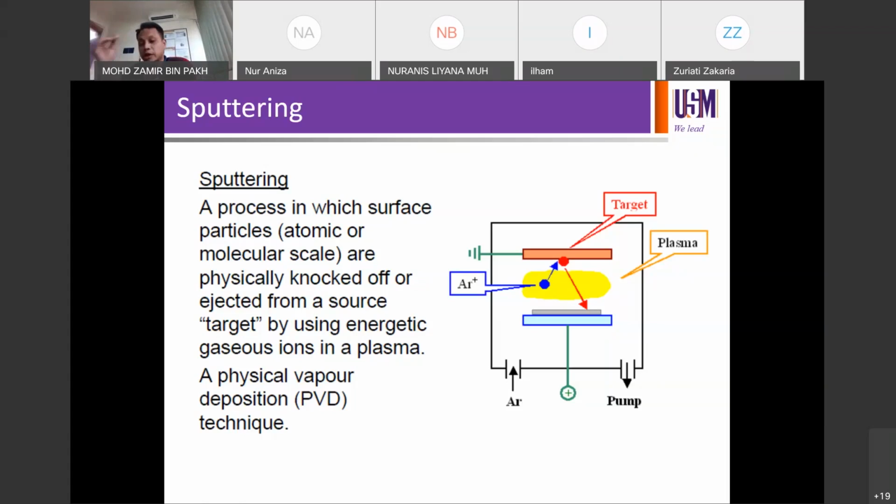Has any of you done sputtering before in your FYP? I know Izyan and Fazira. Anyone else who has done it? Jenny, you did sputtering, right? ITO and zinc oxide, isn't it? You with Cingwe, right? Correct? Anyone else who did the sputtering process?